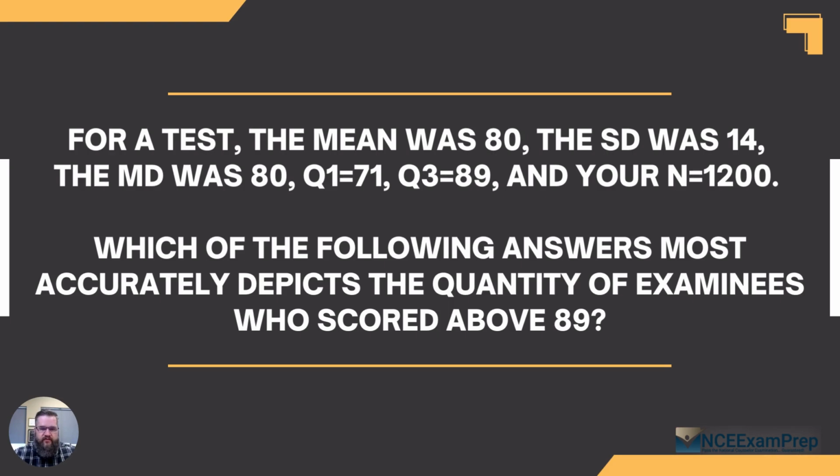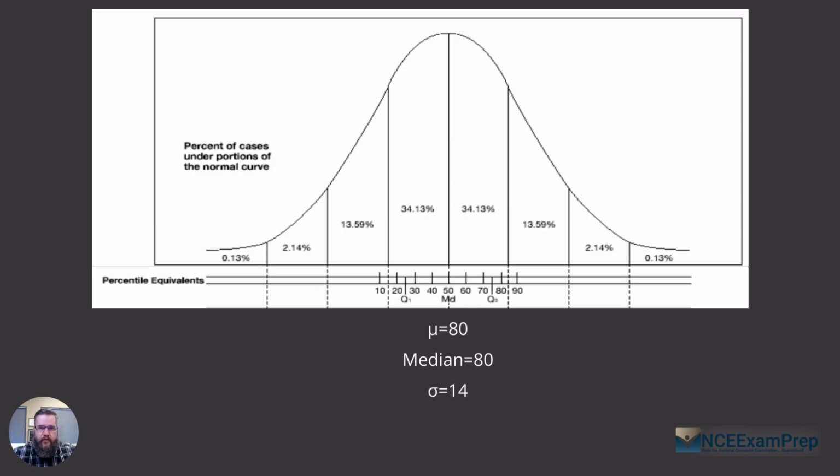Okay, so what we're looking for here is a total number of examinees that scored above a certain score on the exam. The score on the exam would have been 89, so we're trying to figure out how many scored above that. So we've got our bell curve here, and the information that we've been given is that the mean was 80, the median was 80, the standard deviation is 14.